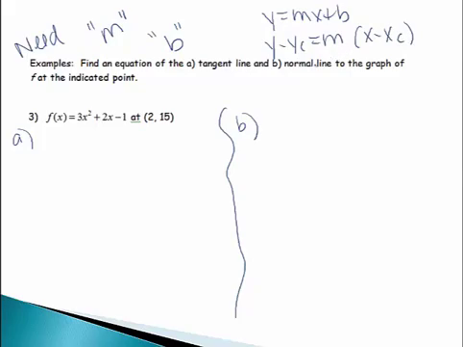You decide. So first off, they want me to find the equation of a tangent line. Okay, so I'm going to need the slope. In order to figure out the slope, I need to figure out the derivative at the value 2. So I'm going to let the calculator do the work for me. So I'm going to type in my calculator.